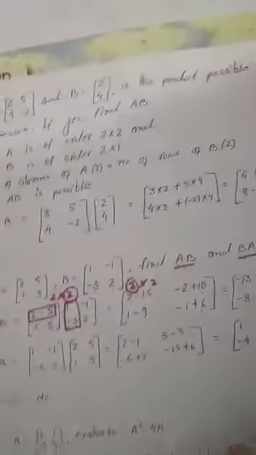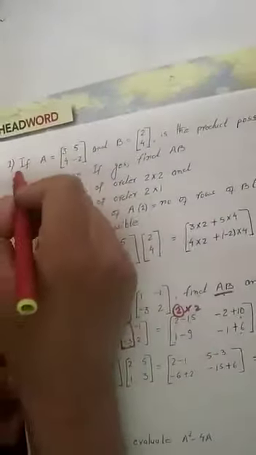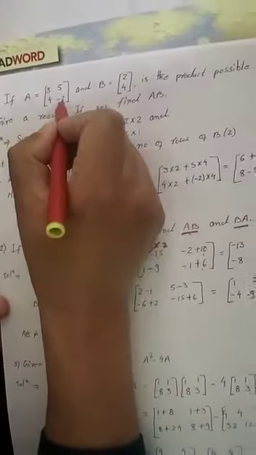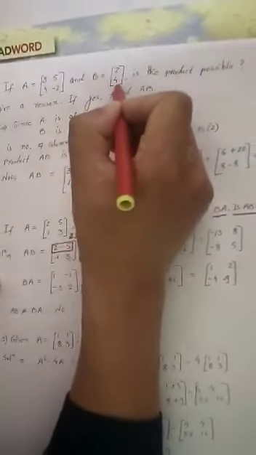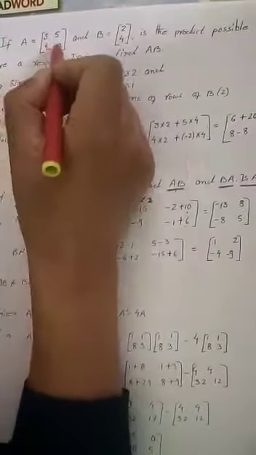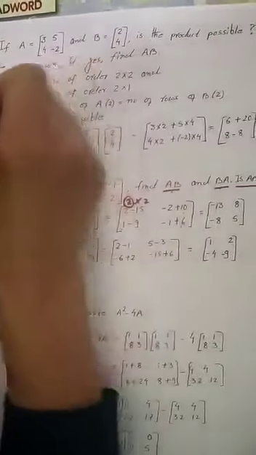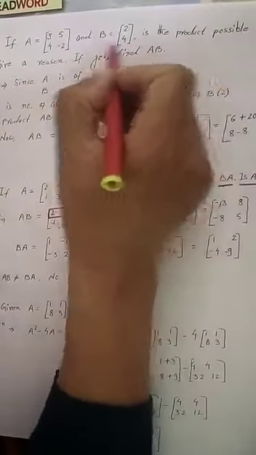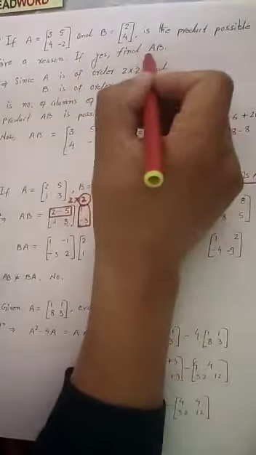So now the questions. Question number 1: if A is [3, 5; 4, -2] and B is [2; 4], is the product possible? The question is asking whether you can multiply these two matrices. Give a reason. If yes, find AB. If you can multiply these two, then find the product AB.